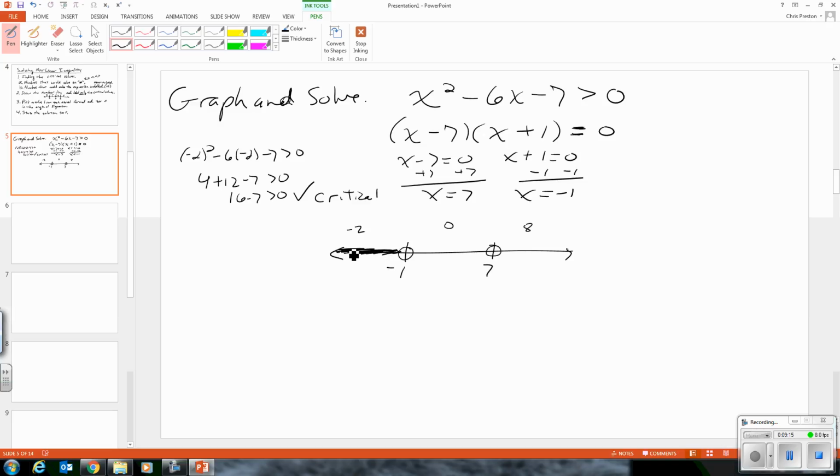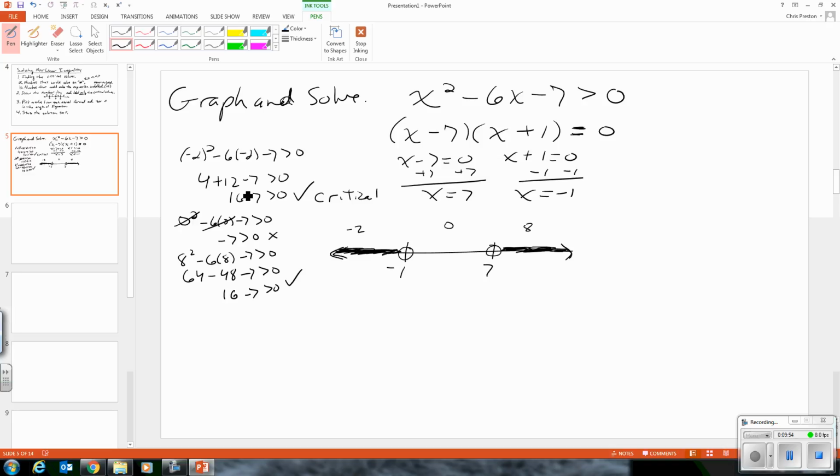Again, I'm not shading negative 1. Negative 1 doesn't work, but everyone down there does. And then I'm going to put 0 in there. So 0 squared minus 6 times 0 minus 7, is that bigger? Well, that's gone. Negative 7 bigger than 0? Nah, that doesn't work. So nobody in the middle here is going to work. And then 8 squared minus 6 times 8 minus 7. So 64 minus 48 minus 7 is 16 minus 7. Yeah, that works. So go over here.